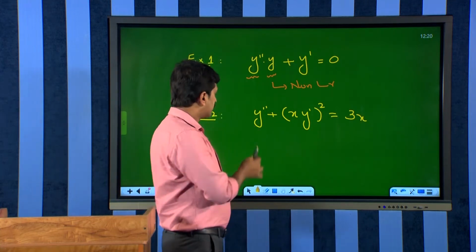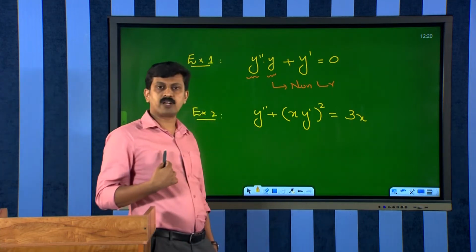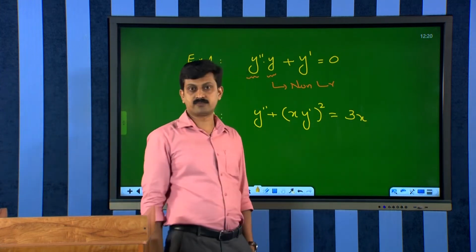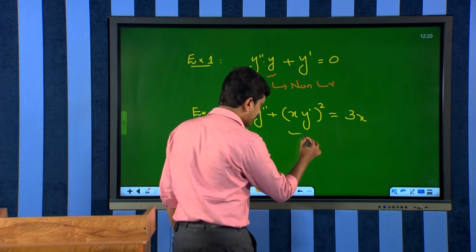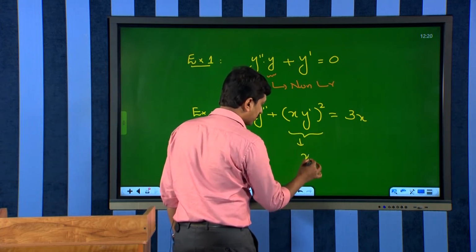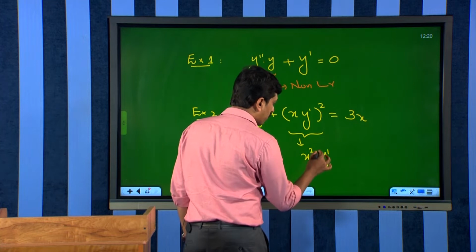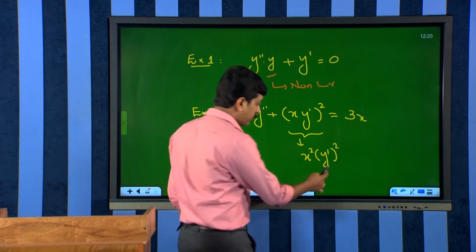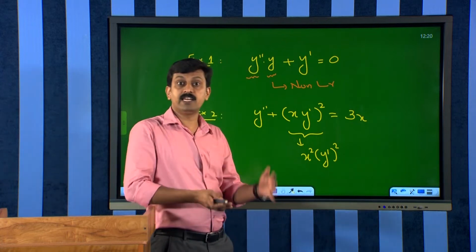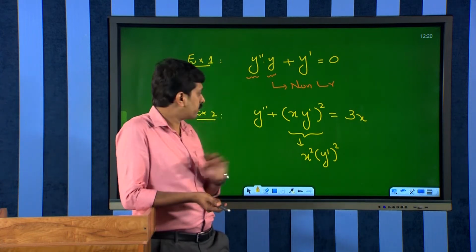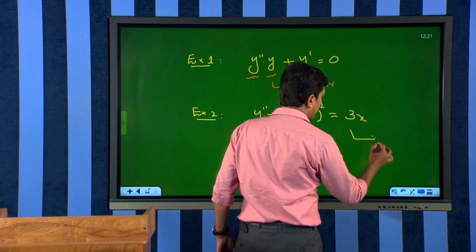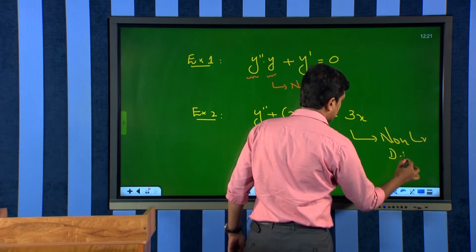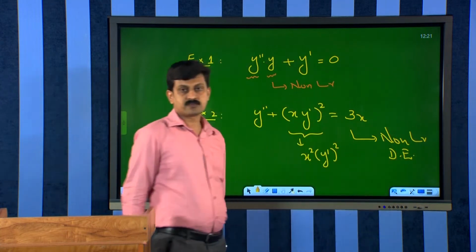But see, in the case of the first term, y double dash is okay. In the second term, there is (x y dash) square. While expanding this term, we will have x square times (y dash) whole square. So this y dash square violates the linearity in y dash. Therefore we can say that this is also a non-linear, second order differential equation.